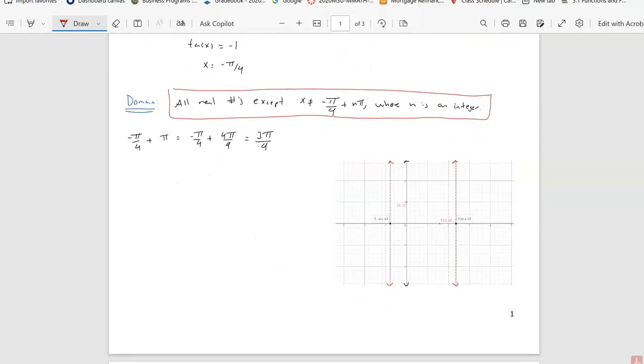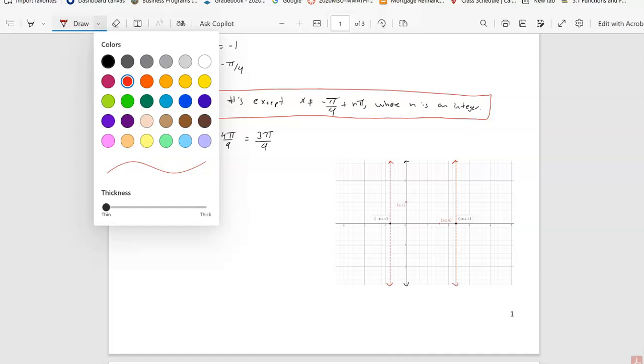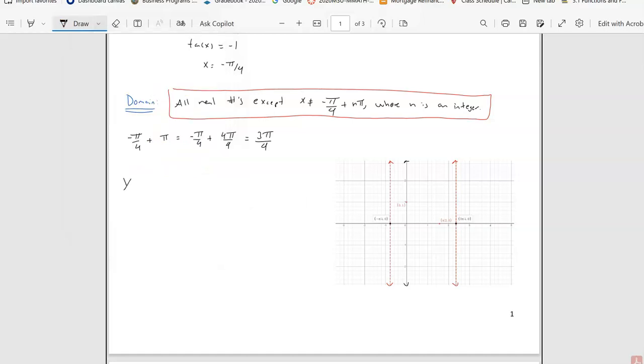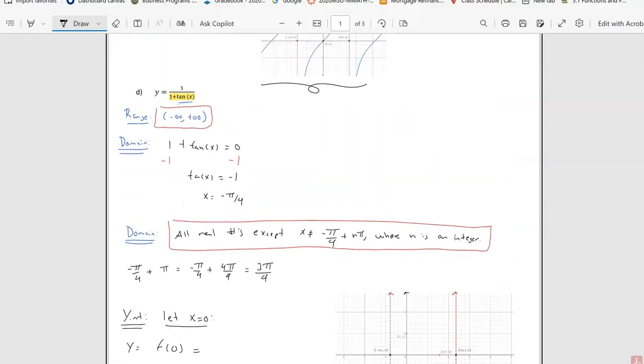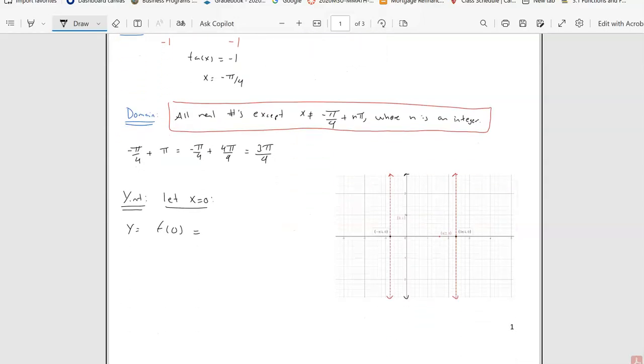Now, let me start with the y-intercept. For your y-intercept, you're going to let x equal 0. Your y value is going to be f of 0, which for the function is 1 over 1 plus tangent of 0, which is 1 over 1, or 1. So the coordinate point 0, comma 1 is going to be our y-intercept.